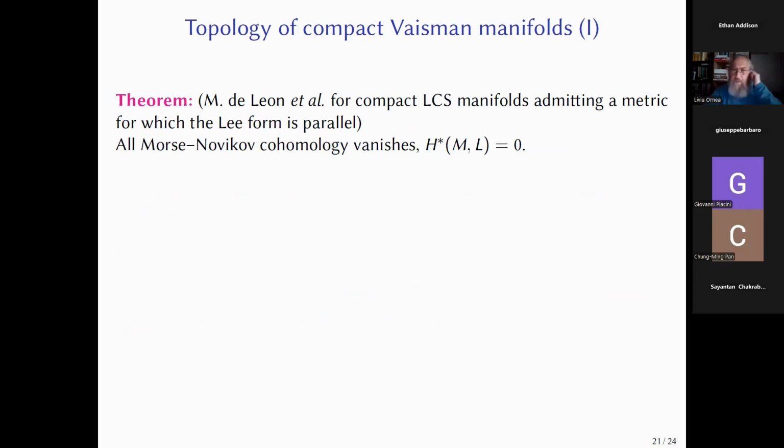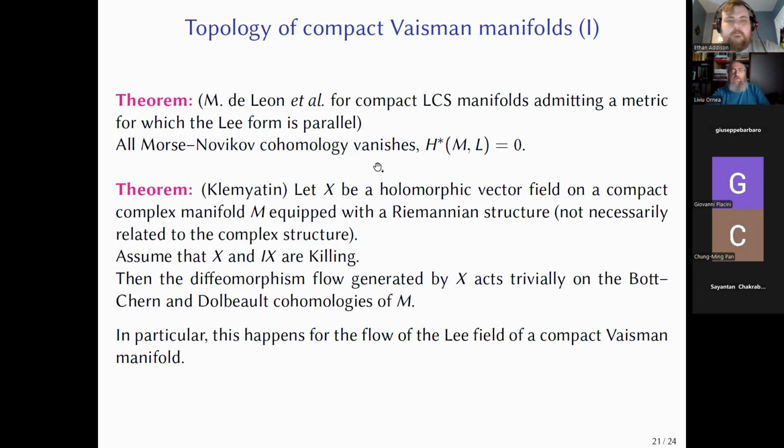Maybe I'll stop here because it will be too long now to go on there. I just wanted to tell you what the topology is. First of all, the Morse-Novikov cohomology vanishes. But there are also other properties. This was old stuff.